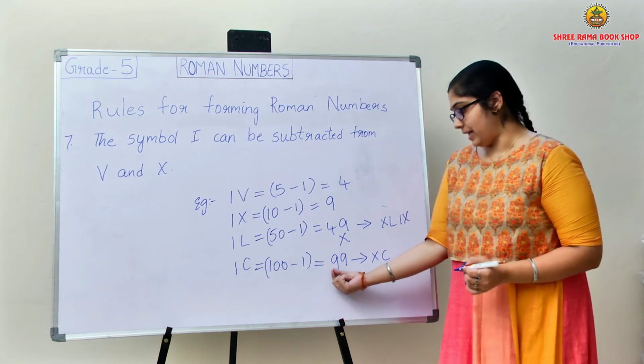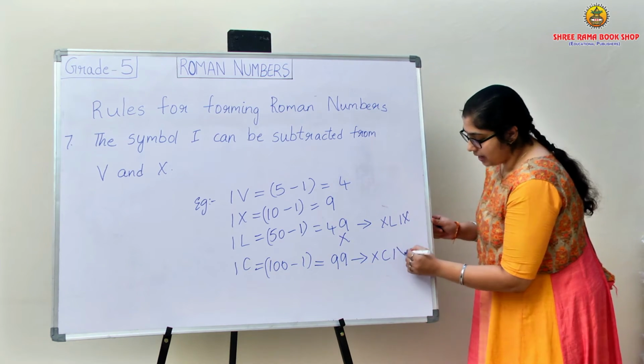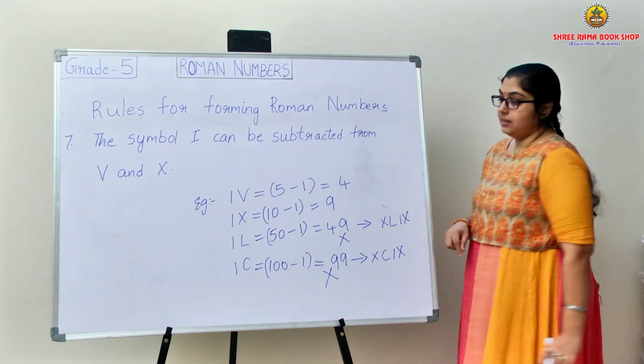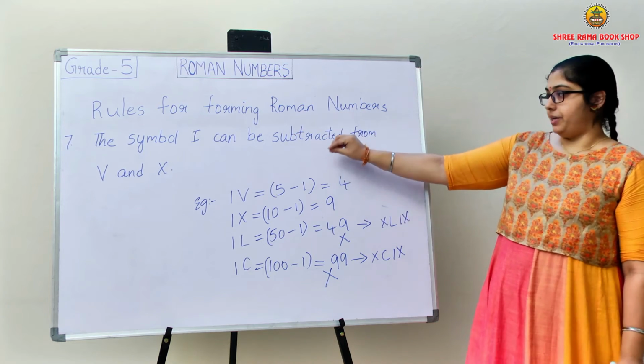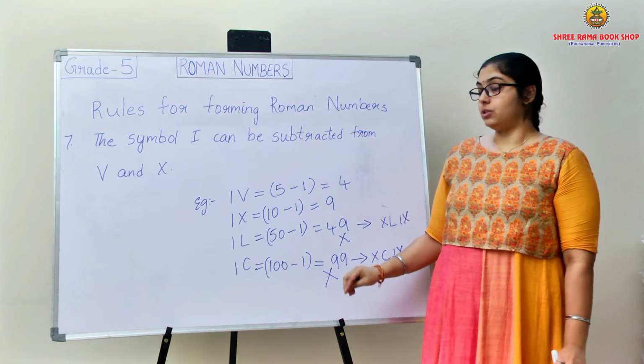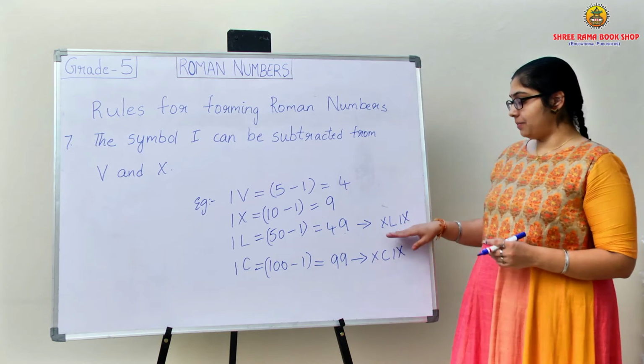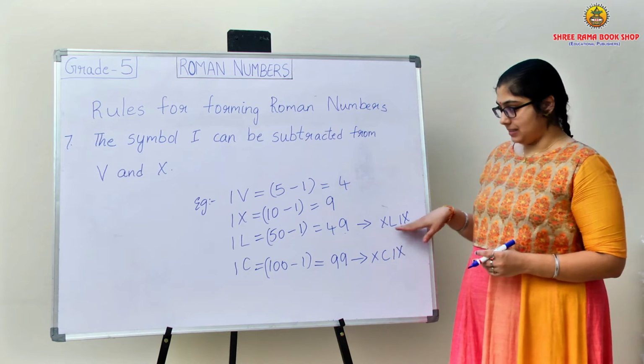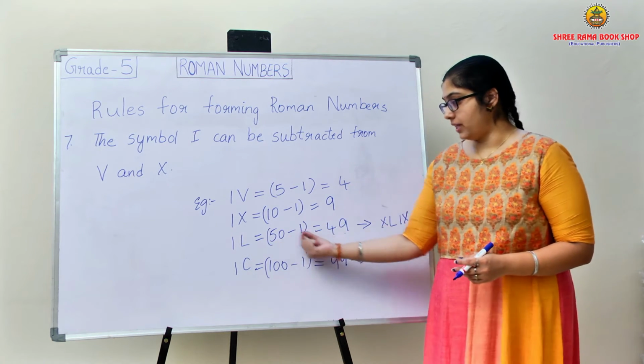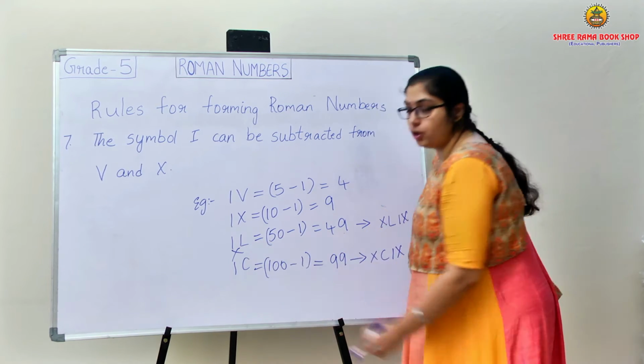XC, which is 90, and IX, which is 9. So this is wrong. Only I can be repeated for V and X. So 49 is represented by XLIX, but representing 49 by IL is wrong. We cannot use this symbol.